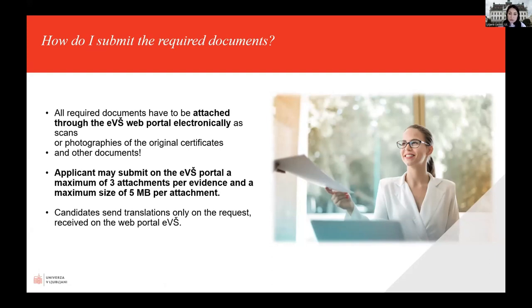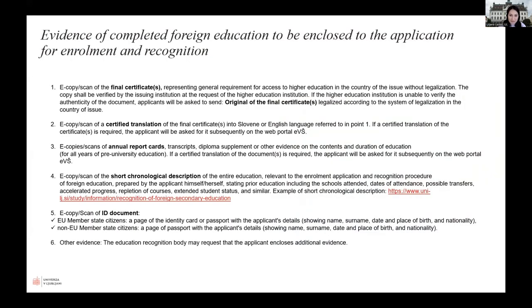It is also important to know that the certificate of graduation, the diploma, is not required at the time of application, but you should submit it as soon as you graduate. So you should apply as soon as possible. If you haven't finished high school yet, you should send your diploma by 1st August. Also, candidates send translations only on request received on the web portal, and you will receive all notifications electronically through this portal. So as I said, it is very important to check your email regularly.